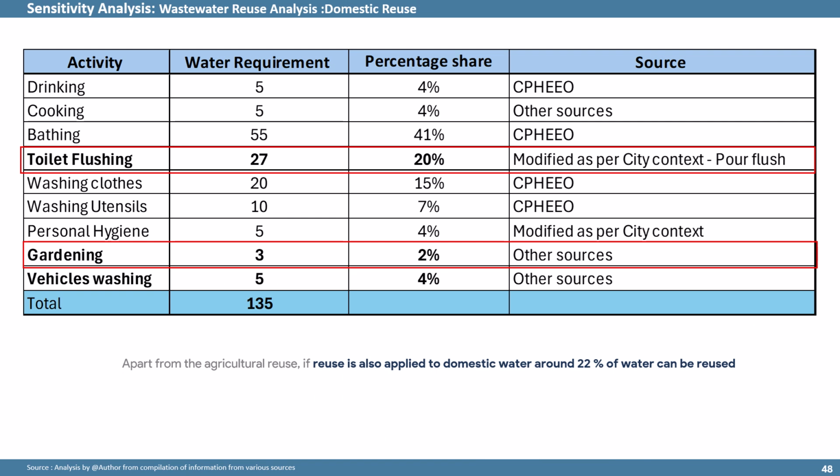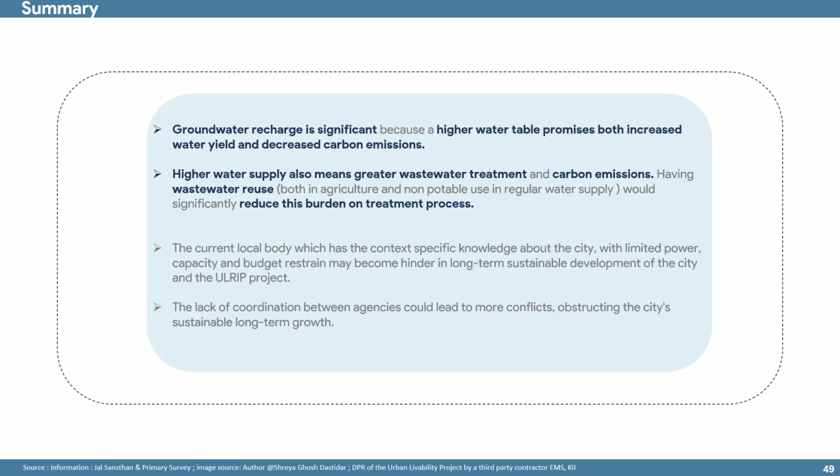So coming to the wastewater use for domestic purposes, it has been observed that another addition of 22% of water can be reused through domestic water supply, through toilet flushing and gardening purposes. So in summary, the primary concern necessitates addressing the groundwater recharge, fostering wastewater use, empowering local governing bodies and facilitating the convergence of various agencies to ensure smooth development process and successful implementation of a project of this magnitude.